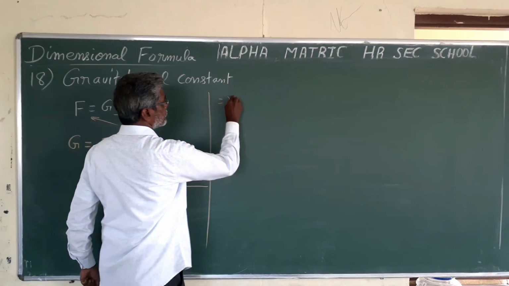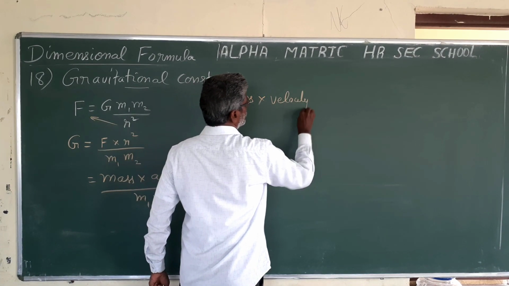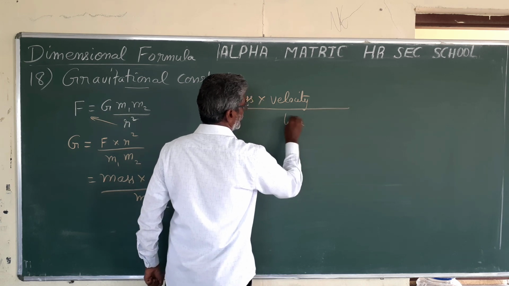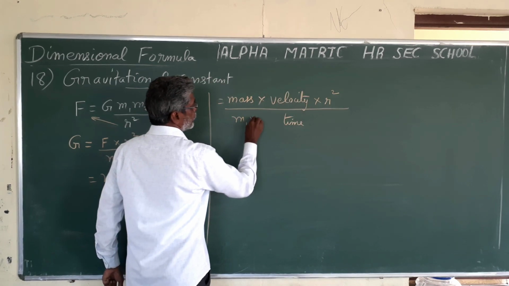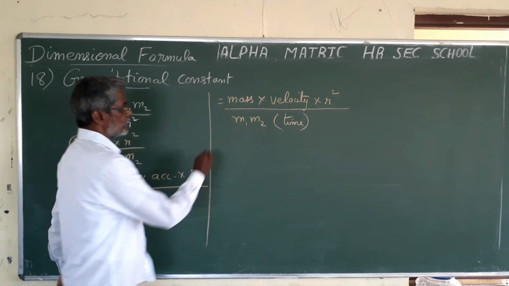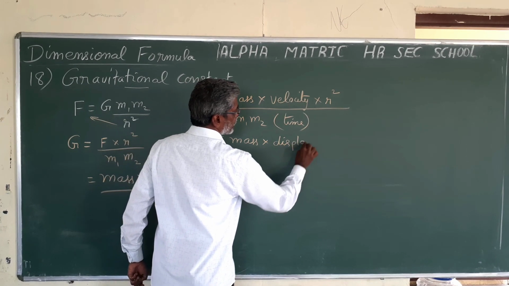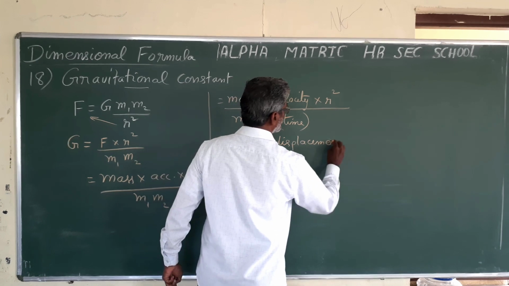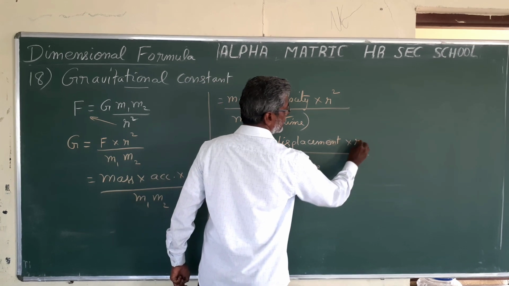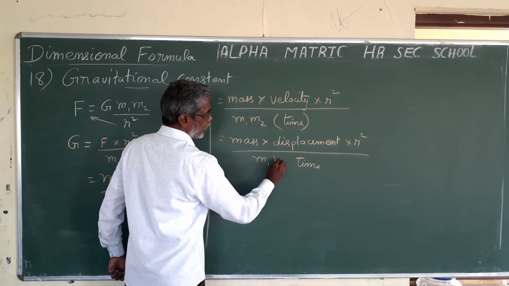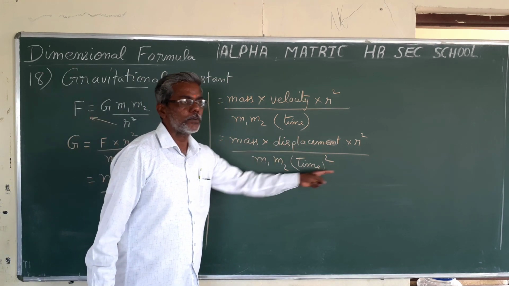Now mass into acceleration. Acceleration is change in velocity by time, into R square, by M1 M2. So mass into velocity, which is displacement by time, and displacement by time into R square, by M1 M2. This time becomes time square. So now all are in fundamental quantities.